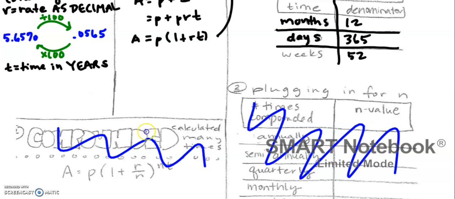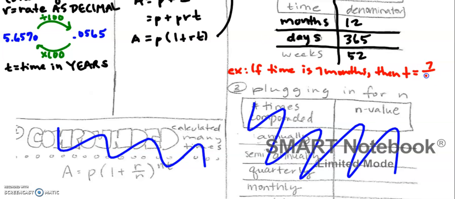And then one example quickly for the helpful tip section. Let's say the time is 7 months. Then T would be 7 over 12. And that would be what you plug in for T, because that's the fraction of the year.